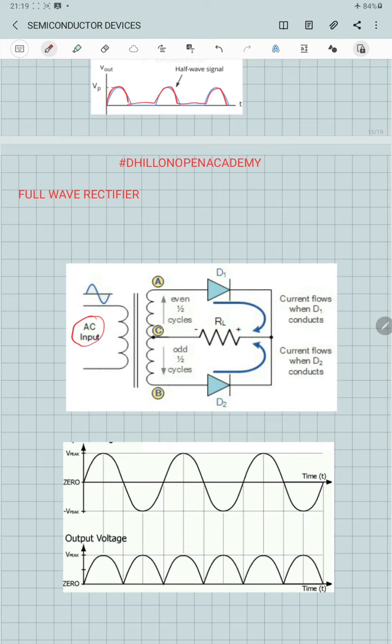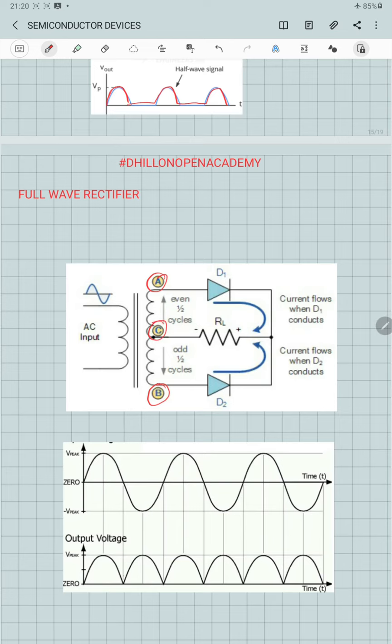It is applied to the primary of a transformer. This is the core, and this is the secondary of the transformer. Now in this case, we are also using the central tap of the secondary of the transformer. A and B are the extreme ends of the secondary coil, whereas the point C is known as the central tap.